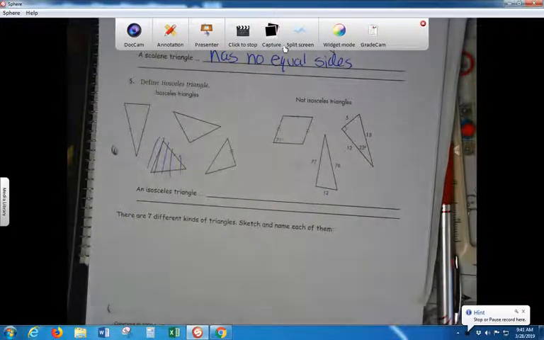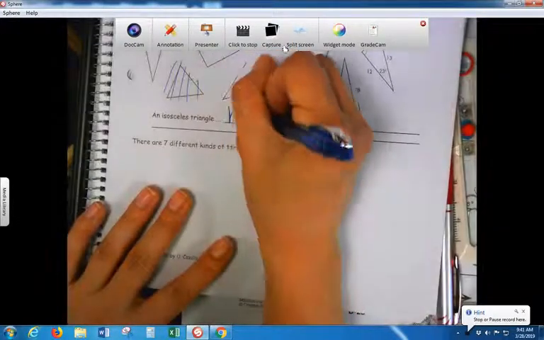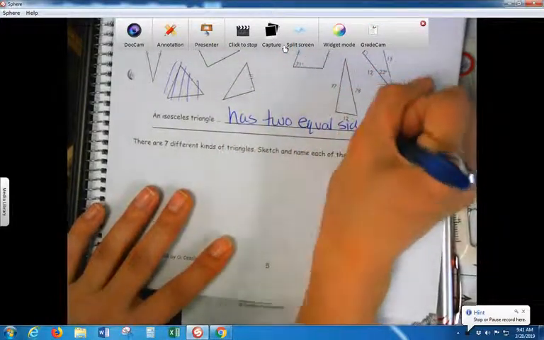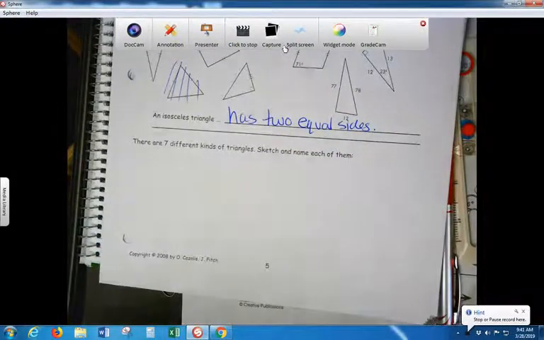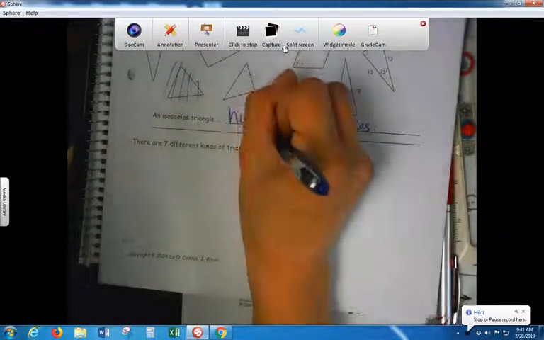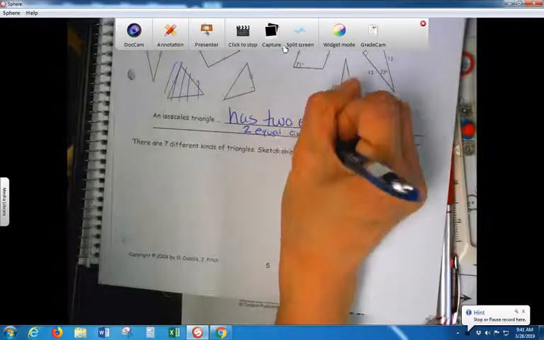Okay, these are isosceles. These are not. Raise your hand if you can define an isosceles triangle. Okay, Linda? An isosceles triangle has two equal sides. Good. An isosceles triangle has two equal sides. You want a little secret? It also has two equal angles. You'll learn that in high school.